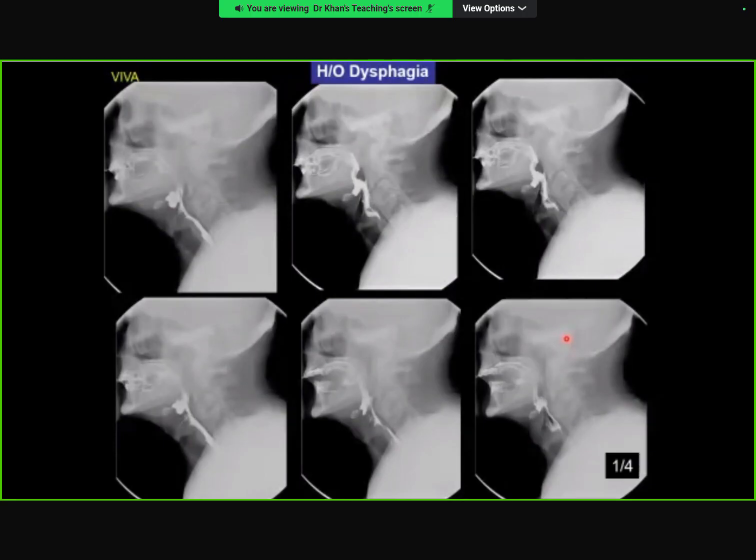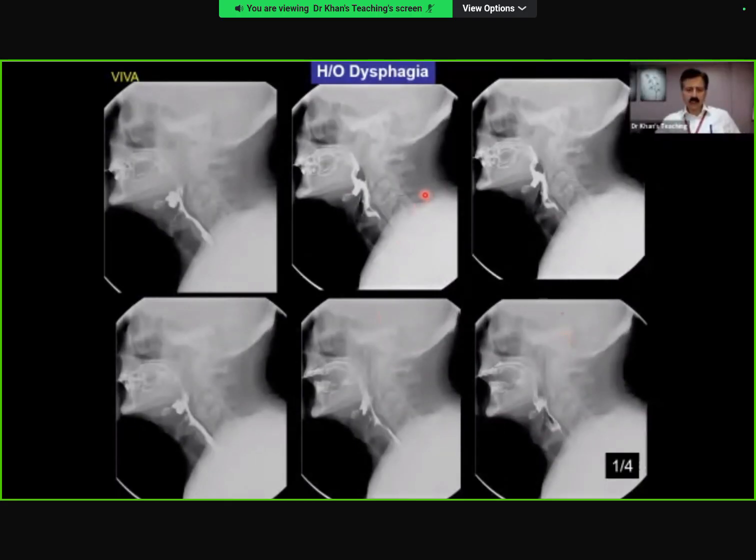Also, the spine looks abnormal in this patient, the cervical spine, with anterior beaking of the vertebrae, and probably fusion and pseudoarthrosis, cervical spine. Okay, I'll stop you here.